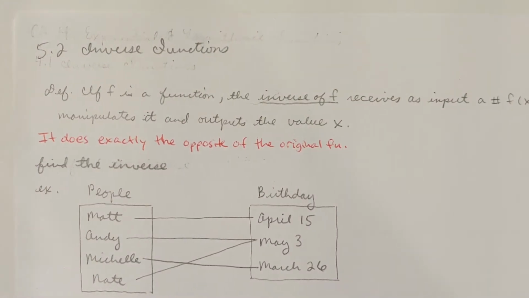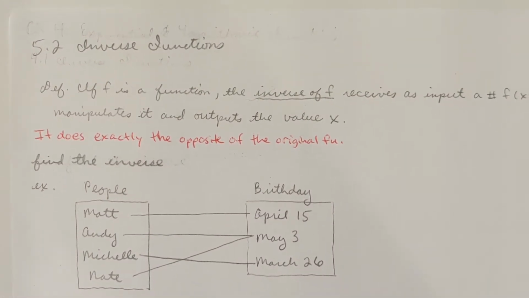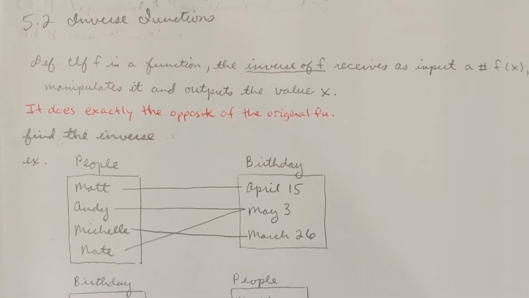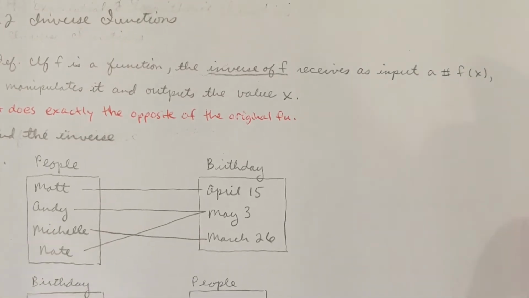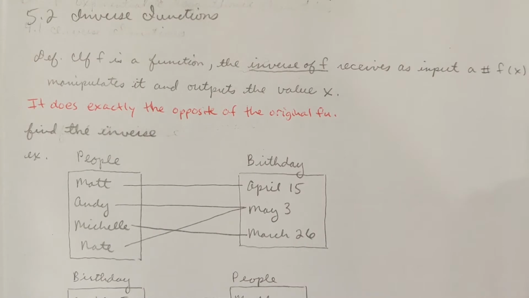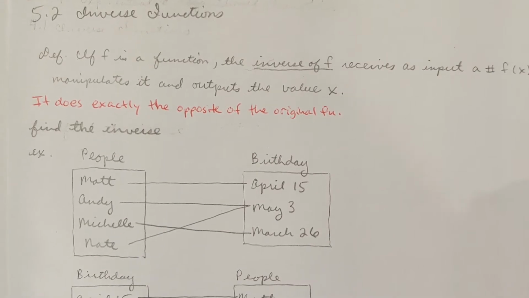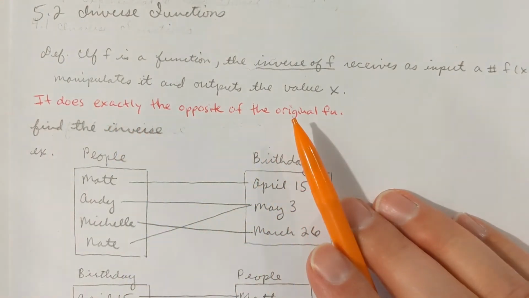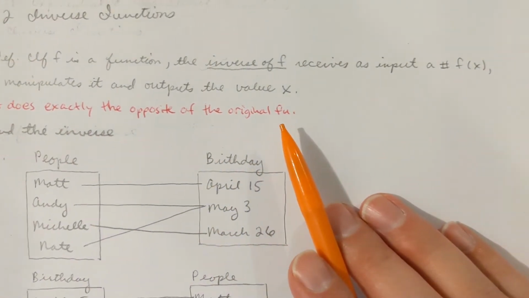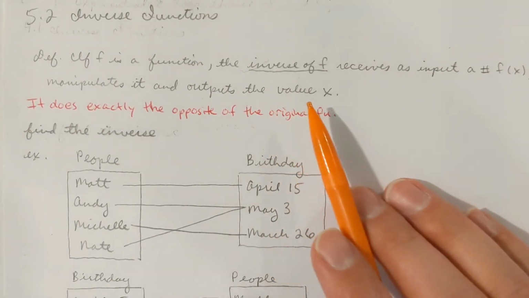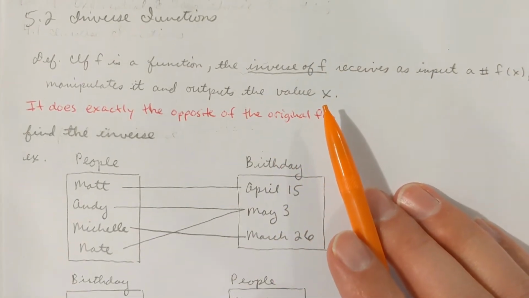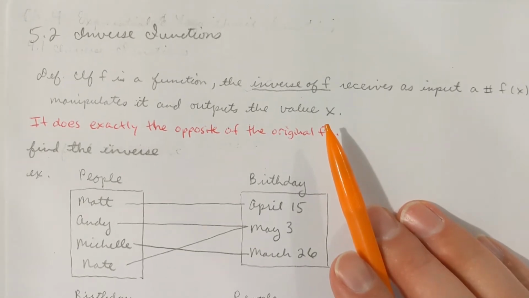All right, I'm going to begin section 5.2, which is called inverse functions. There's a definition that says if f is a function, then the inverse of f receives as input a number, which we'll call f of x. It manipulates it and then outputs the value x. So that is exactly the opposite of what the original function does. We know the original function receives as input the x values and then outputs the f of x values. So here we've got that switched.